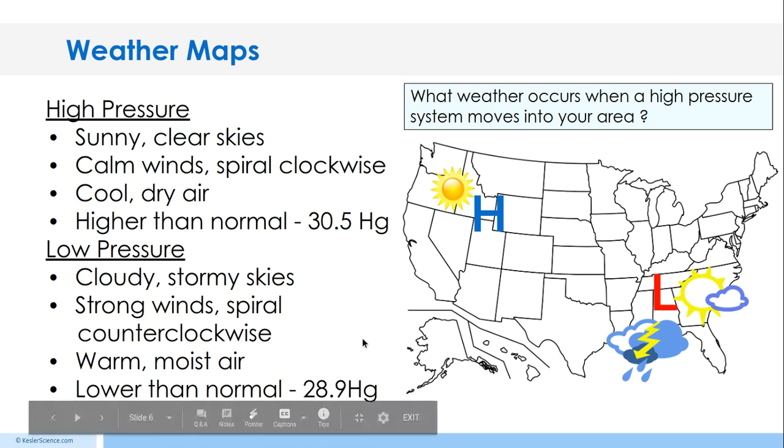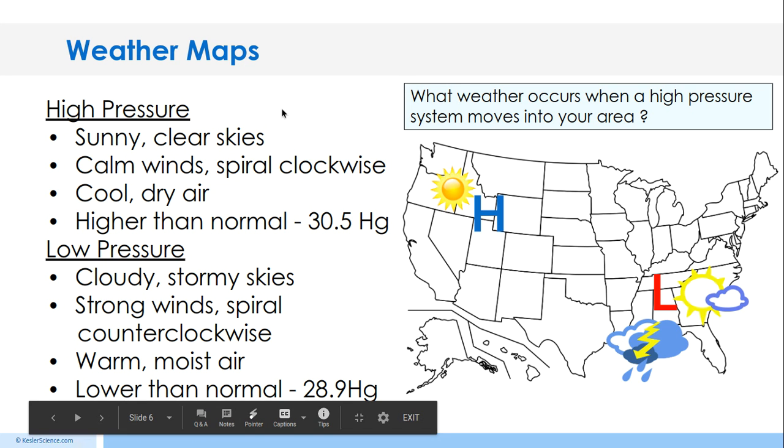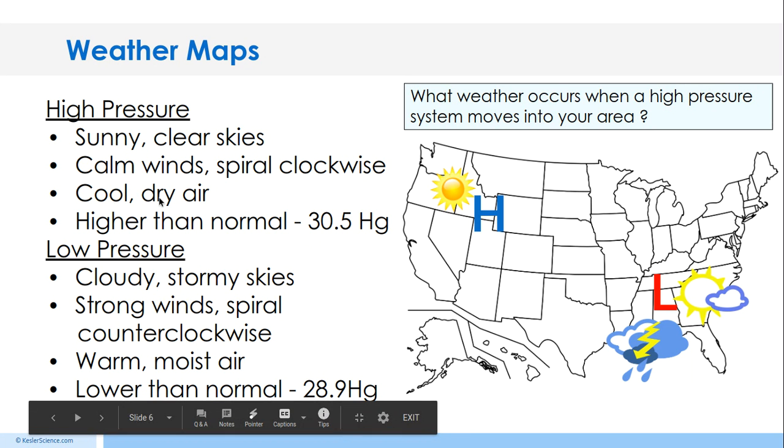A low pressure system is going to have cloudy, stormy skies. The winds are going to be very strong, and they're going to spiral counterclockwise. So winds in a high pressure system are going to be moving this way, and winds in a low pressure system are going to be moving the opposite direction. The air is warm, moist air, and that's where we get precipitation, versus a high pressure system where there's dry air. And the mercury is not going to be around 29. It's going to be lower, around 28 inches of mercury.